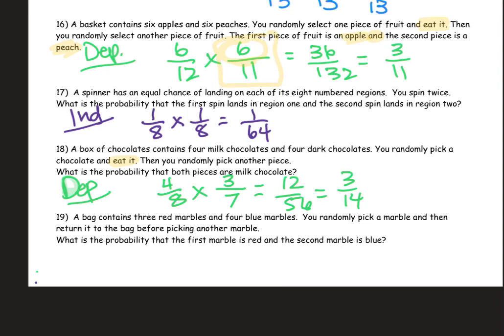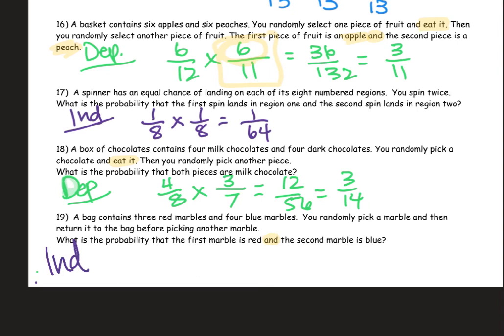Okay, number 19. A bag contains 3 red marbles and 4 blue marbles. You randomly pick a marble and then return it to the bag before picking another. What is the probability that the first marble is red and the second marble is blue? So keyword here is and. And means independent or dependent. Because I cannot pick a red and a blue at the same time, I'm going to assume that they are independent.